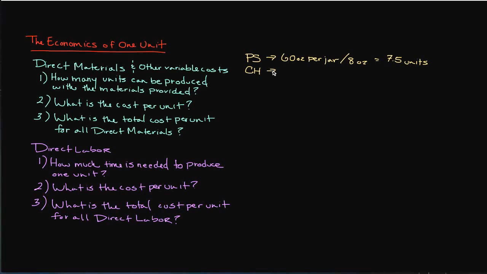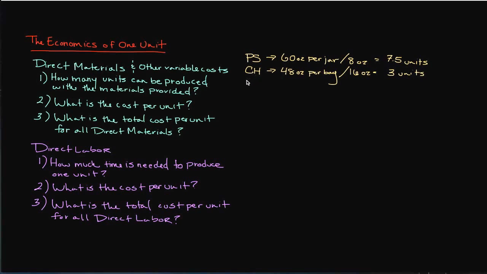So a cheese pizza, we're given 48 ounces, and let's say per bag. And for one large pizza, it's going to require us to use 16 of those 48 ounces. This means that we can generate 3 units from each 48 ounce bag of cheese.